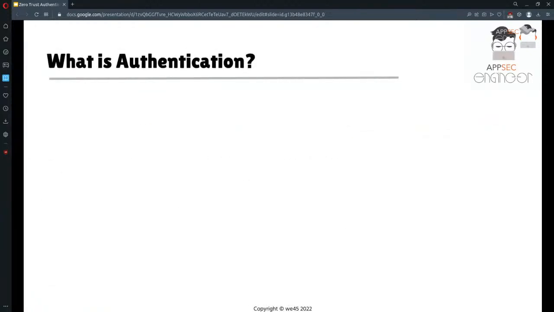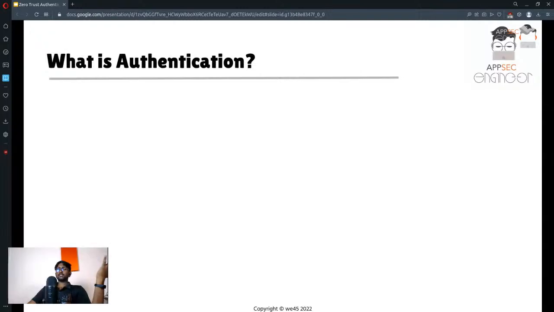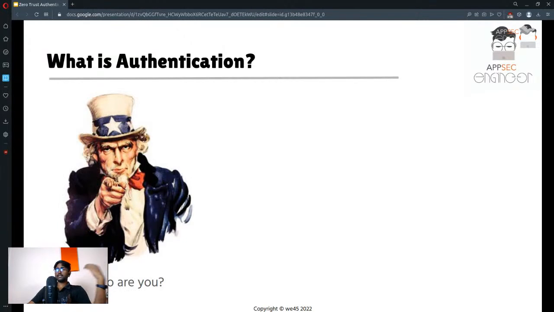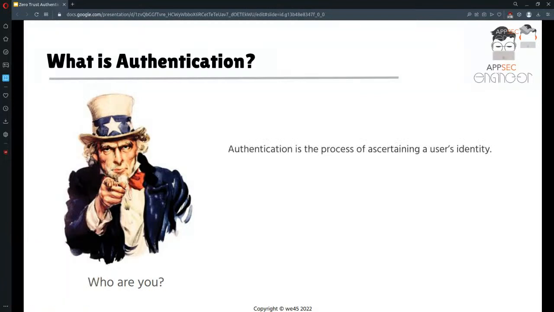Okay, moving forward. So, what is authentication? Why are we even talking about this? Or let us break it down into the most fundamental parts of this concept. Authentication is all about finding out who your user is, or who your client is, or who your server happens to be. In the perspective of zero trust, every single entity that we have within the network has to prove its identity.